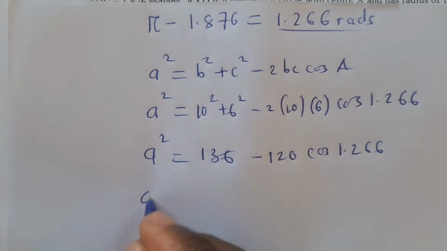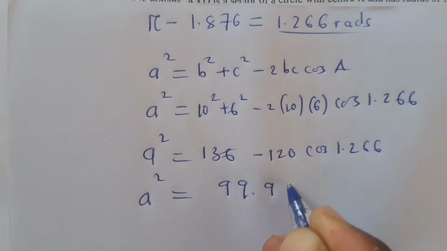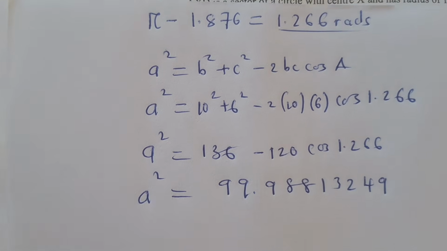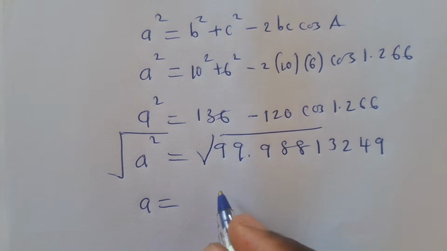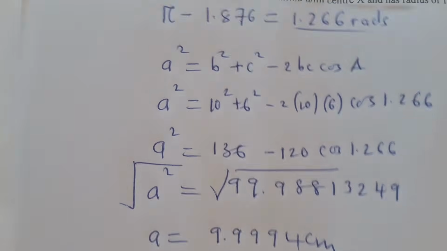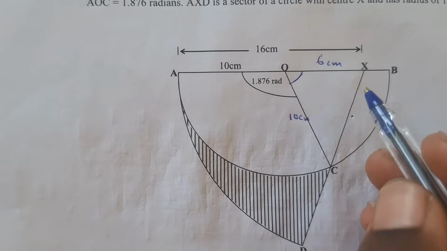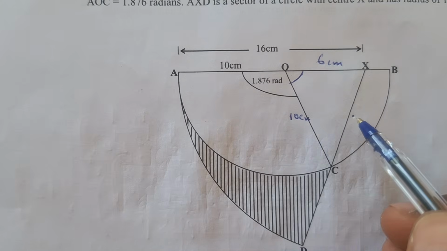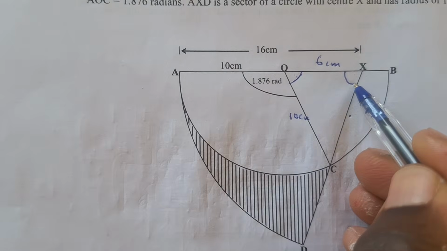If I punch everything on my calculator, I'm getting 99.88132. We square root both sides. The value of A, which is a side, is 9.9994 centimeters. So I found this side. Since I've found this side, I can use sine rule.